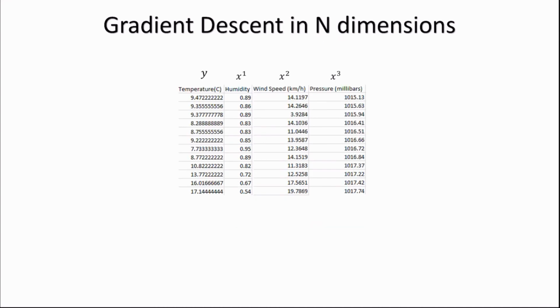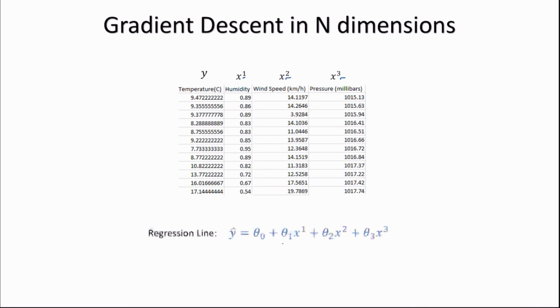We can have several inputs x. For instance, not just humidity, but wind speed and pressure as well. And if this is the case, it's common convention to call each input column x subscript 1, x subscript 2 and x subscript 3. And we may want to use all of these input values to come up with a temperature y. In this case, we would have a linear regression line that would look something like this, where we have even more parameters and we're working with even more dimensions.